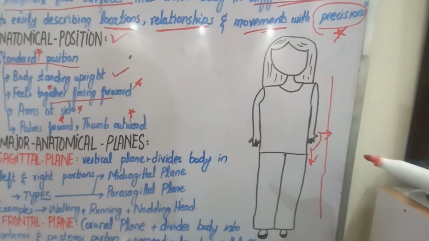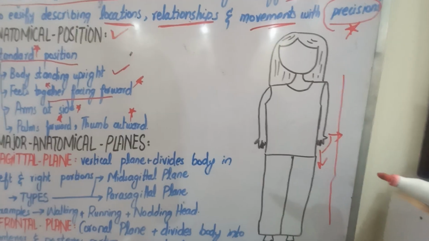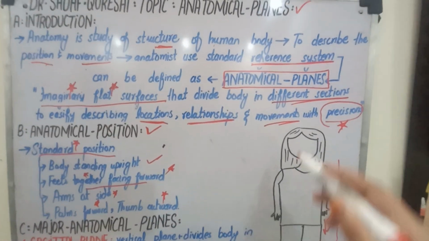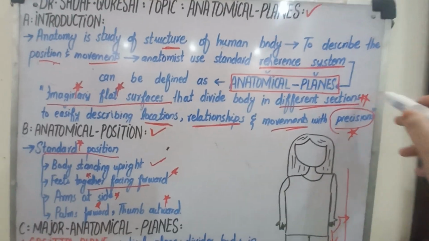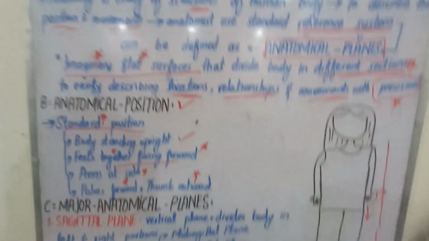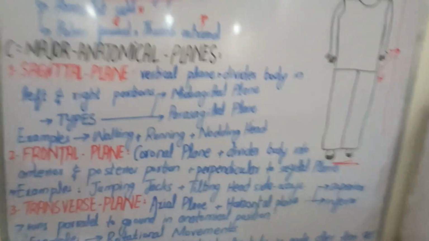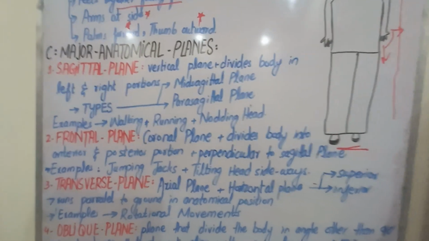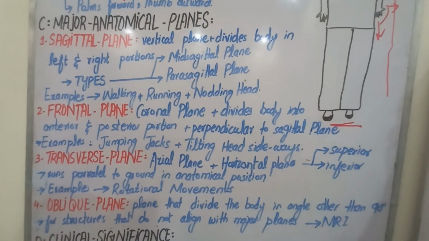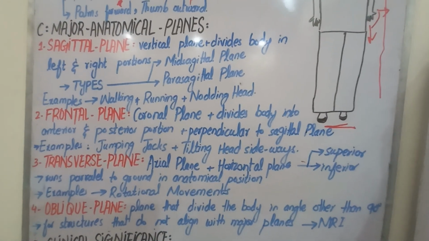The anatomical position is important to describe the anatomical planes, which are imaginary flat surfaces that divide the body into different sections. Talking about the major anatomical planes, there are four important ones. First is the sagittal plane, second is the frontal plane, third is the transverse plane, and fourth is the oblique plane. Now we'll discuss these planes one by one.